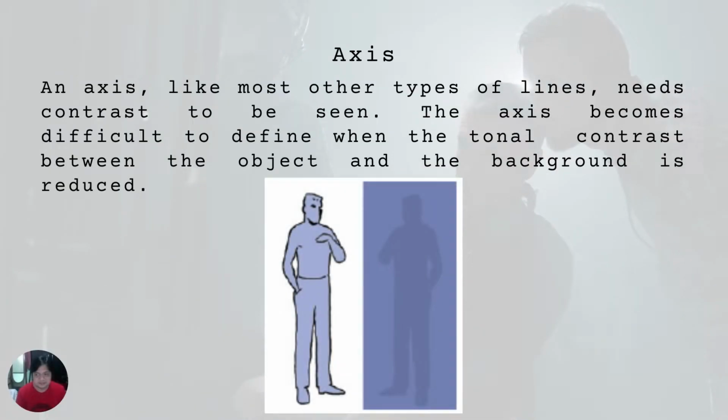Now, an axis, like most other types of lines, needs contrast to be seen. The axis becomes difficult to define when the tonal contrast between the object and the background is reduced, as you see on the right side of the picture. On the left side, you can see that there is more contrast, so you can imagine the line better.